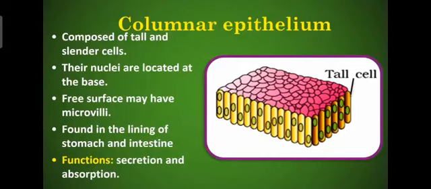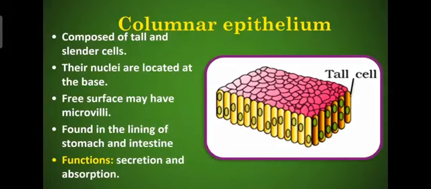Okay. Then where are these found? These are found in the lining of the stomach and intestine. And what's their function? Secretion and absorption. They secrete the hormones to digest the food. So they are present in the stomach and intestine, and they help in the absorption of the digested food. So that is the function: secretion of hormones and absorption of digested food. So who is helping there? The columnar epithelium cells.